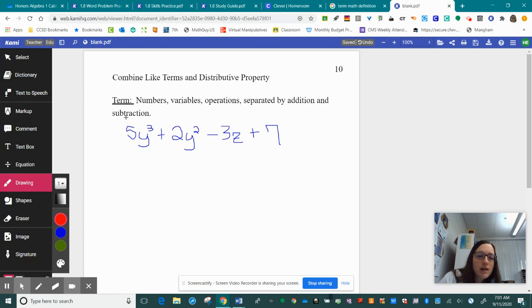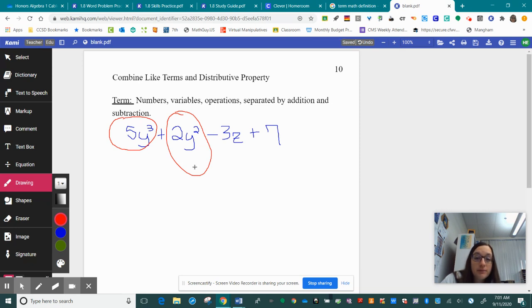So this 5y cubed is a term. It's separated by a plus sign. We can have multiplication in there. We can have exponents in there. That's fine. But the key is that it's separated by that addition sign. This positive 2y squared is also a term right here.